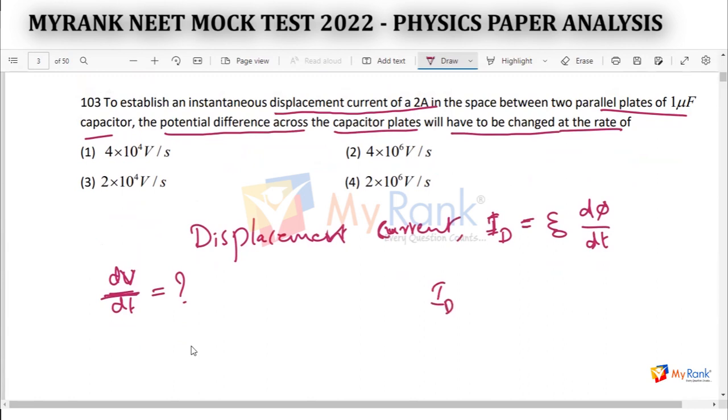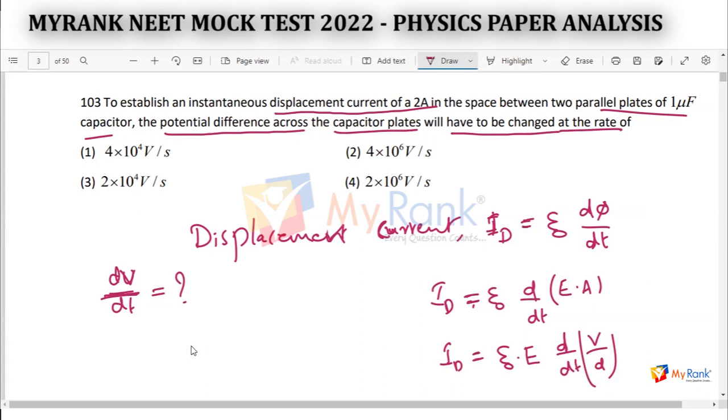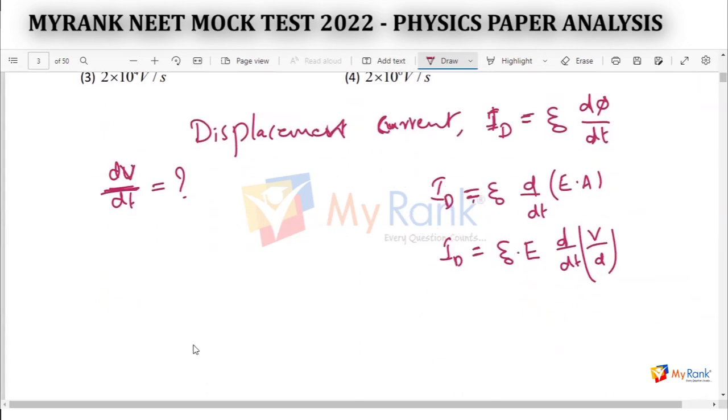So therefore, students, ID is nothing but epsilon naught dΦ by dt, where Φ is nothing but E into A. So let me write dΦ by dt is nothing but E into A, electric field into area. So now we have epsilon naught E into A, right? So E can be written as V by d, students, from the V equals E d relation. So that is the displacement current totally. Now you see, one side we can get this value dV by dt. So epsilon naught A by d into dV by dt is the displacement current.